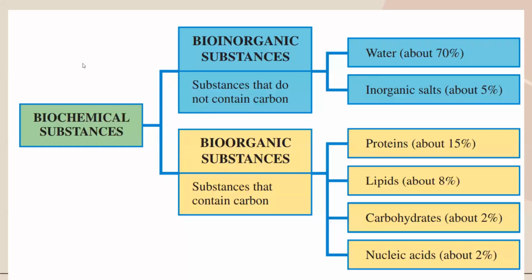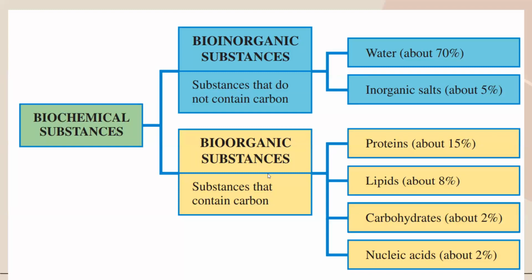Okay, so we have here first the biochemical substances. Now, what are these biochemical substances? These are chemical substances, of course, which are found in the living organism. So, let us check where carbohydrate belongs. Biochemical substances are divided into two groups: bioinorganic substances and bioorganic substances.